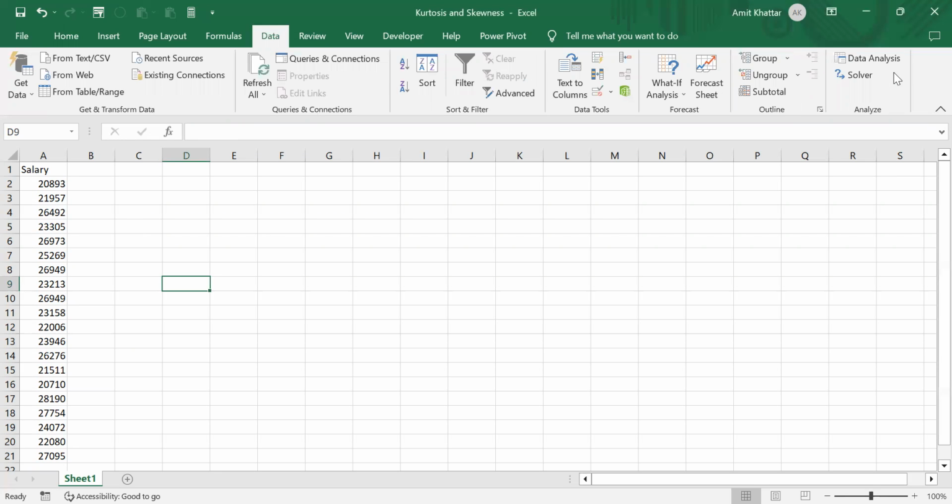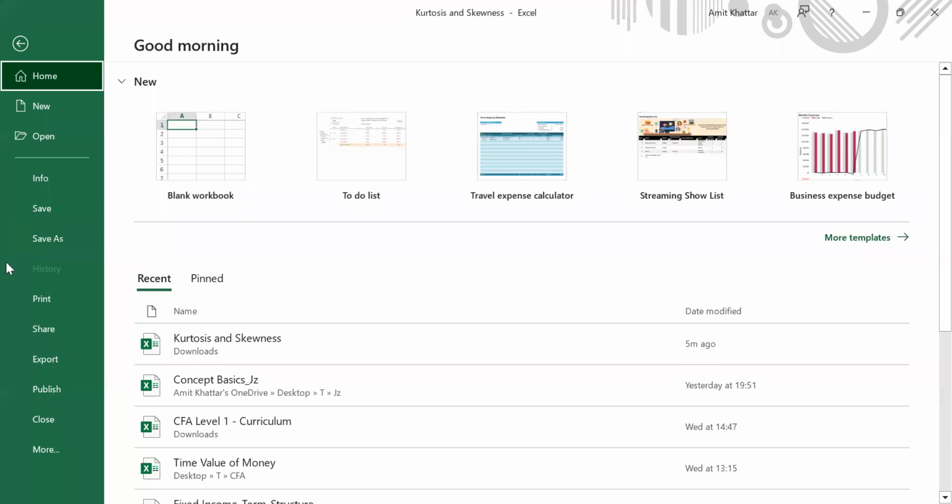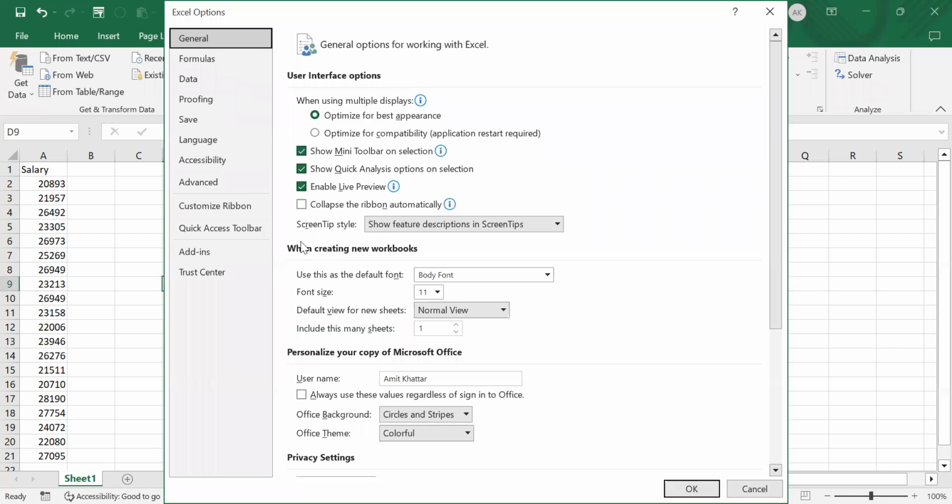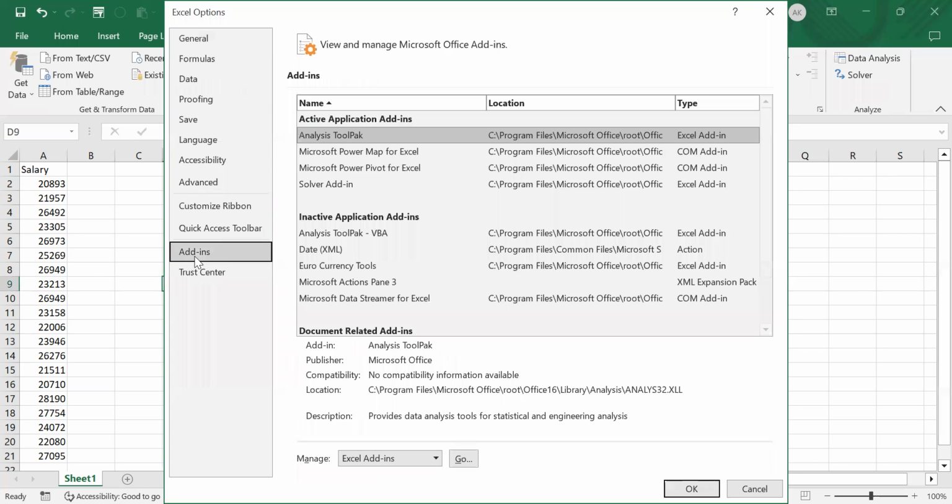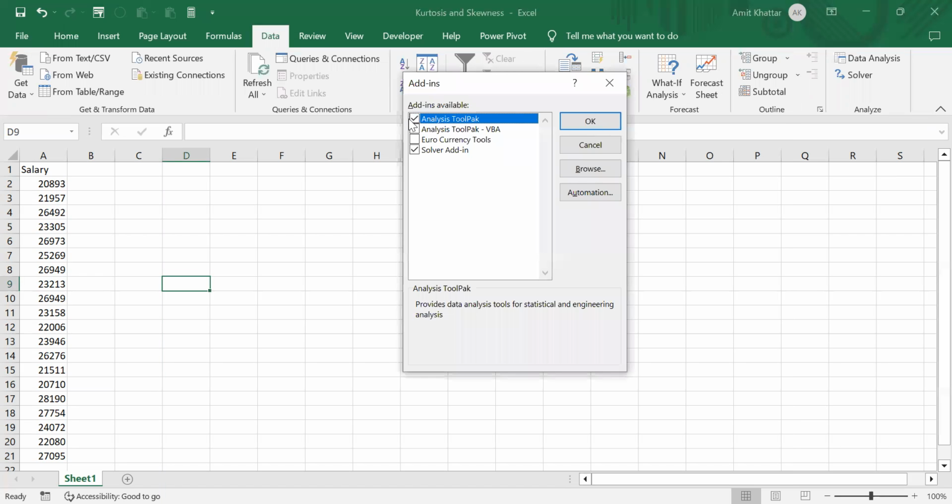If you're not having Data Analysis, let me tell you how to get this. So firstly, go to File, More, Options, go to Add-ins. Here, click on this Analysis ToolPak. Select Excel Add-ins, click Go. It would be unchecked if you're not having Analysis ToolPak. Just check this, click on OK. You will have the Data Analysis over here.